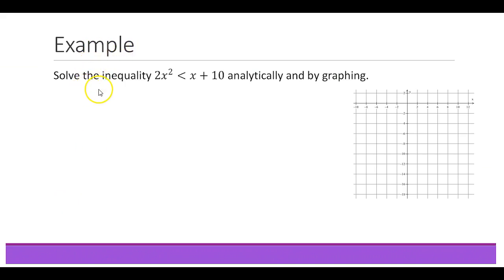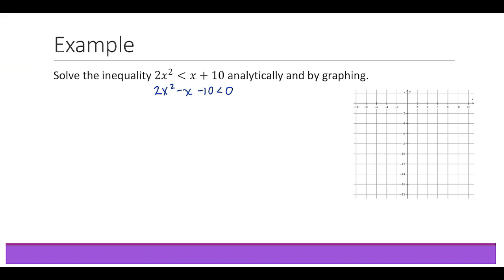In this example, we want to solve the inequality 2x squared is less than x plus 10, both analytically and by graphing. This is slightly different because I don't have a quadratic less than 0, but I'm going to have to create that situation. I'm going to accomplish it by subtracting the x and subtracting the 10. So we actually want to solve the inequality 2x squared minus x minus 10 is less than 0.